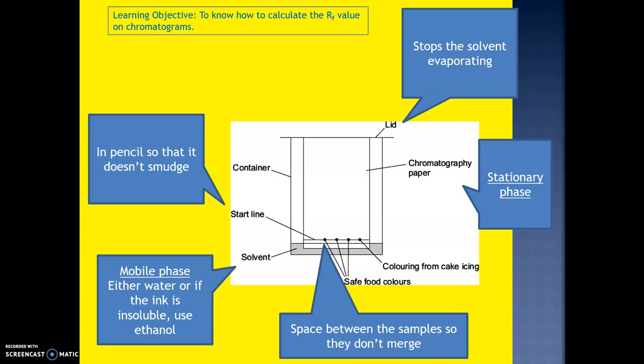So give yourself a mark out of 4 overall, so 2 for the correct labelling and 2 for correct question answers. Give yourself a mark out of 4. Excellent if you got 4. 3, well done. 2 and below, let's add in the corrections there.